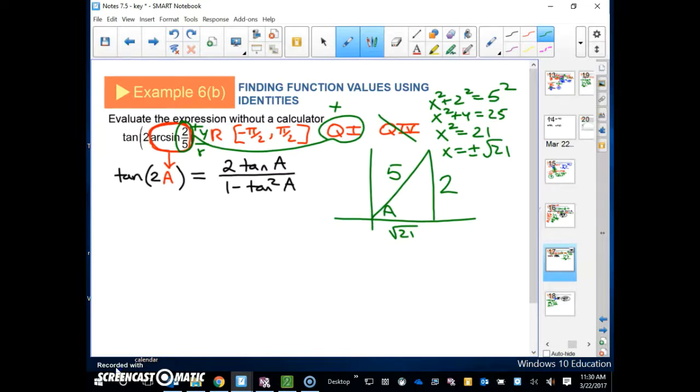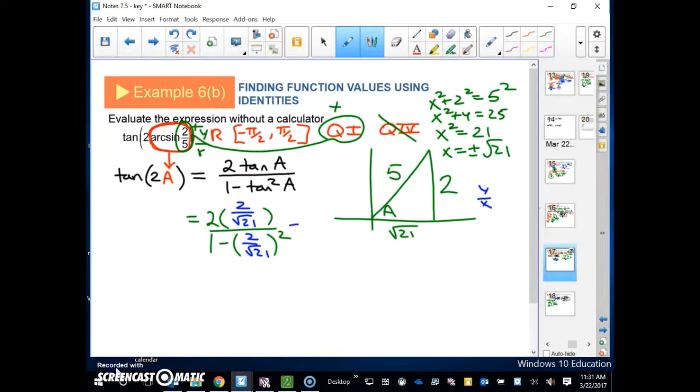We know an awful lot about angle A at this point. But when we look at our formula, we want the tangent ratio. And so we know the tangent ratio is y over x. And so you look at your y over x, it's going to be 2 over square root of 21. Tangent A is 2 over square root of 21. So we've got this expression, and the rest is just going to be algebra we clean up.